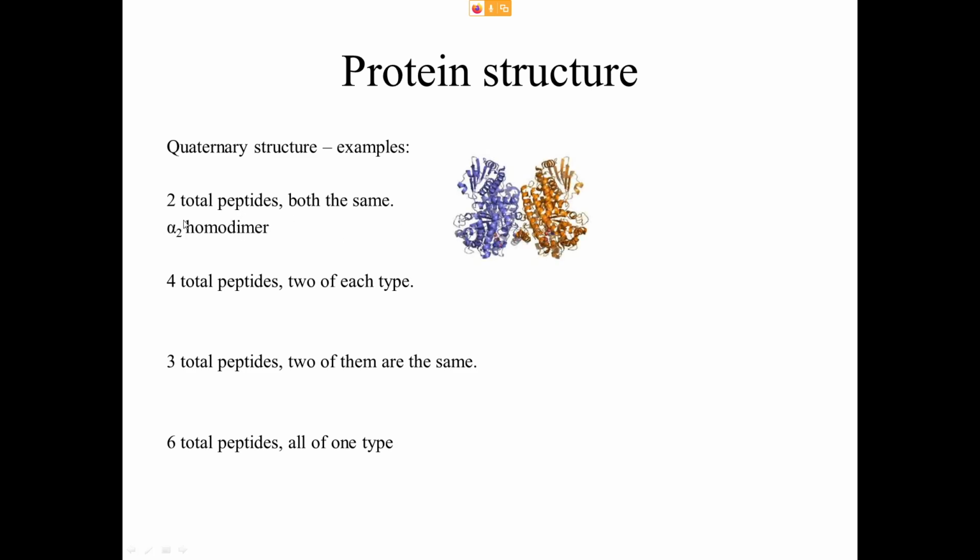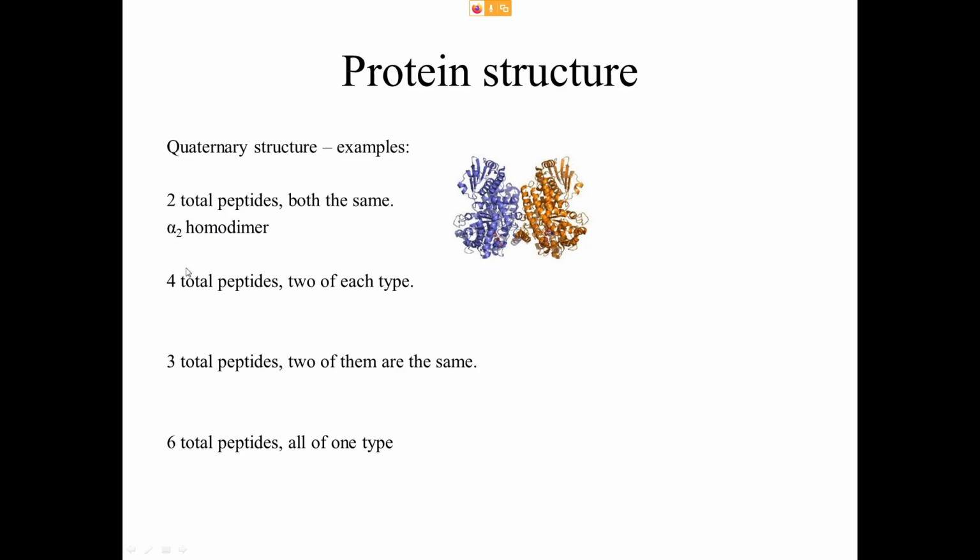You don't have to put the alpha 2 here. It's a little redundant, so I won't show you this. I'm just letting you know it'd be like this one. I've colored them different colors, but you can see they're identical to each other. They're just facing one another, two copies of the same chain. So it's called a homodimer. You don't need the alpha 2 because it's kind of implied here that they're the same.